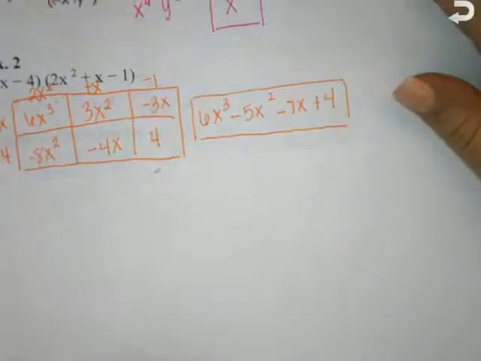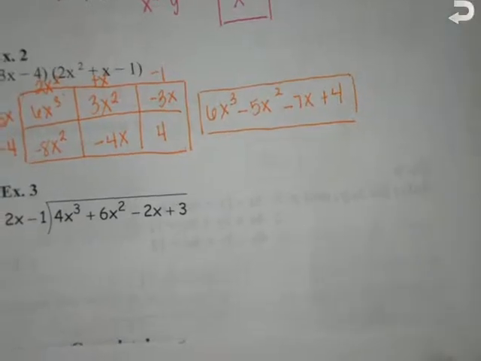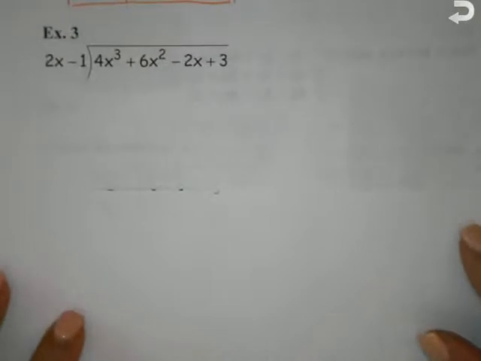Okay. Long division. 2x minus 1 divided, or goes into 4x to the third plus 6x squared minus 2x plus 3.